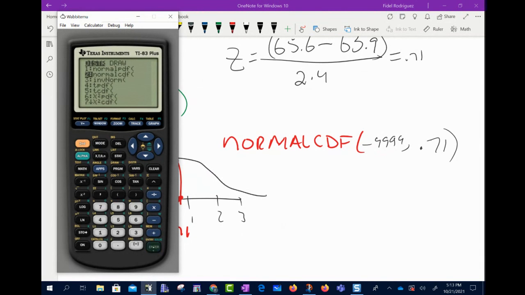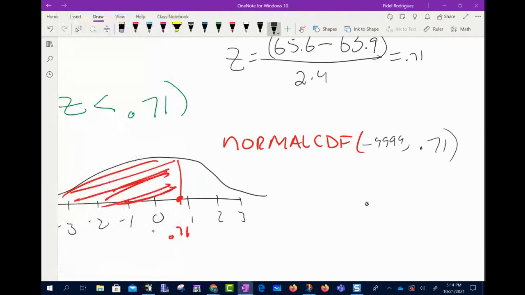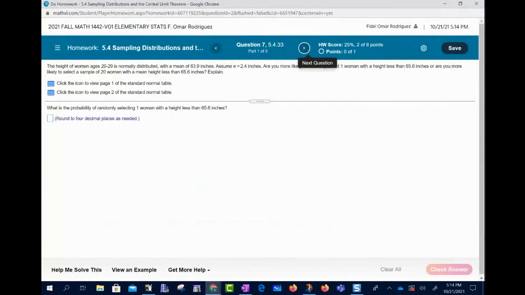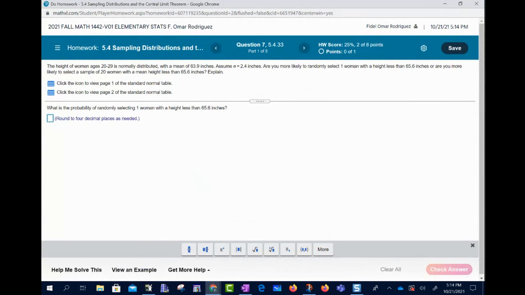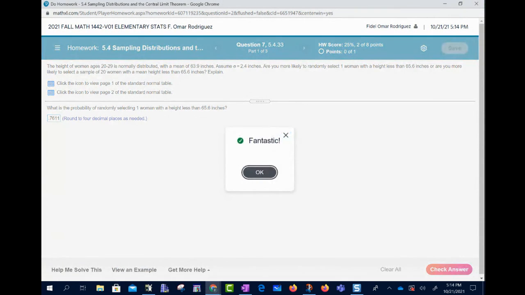Oops. Normal CDF, negative 1234, comma 0.71. Let's go like that. And so I'm coming up with 0.7611. So right here, I'm going to type in 0.7611. We're going to check our answer.